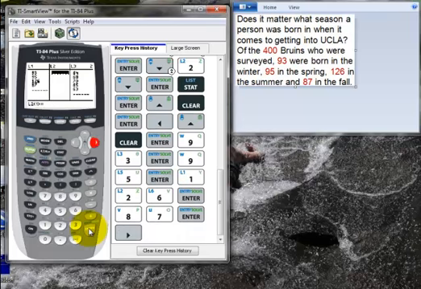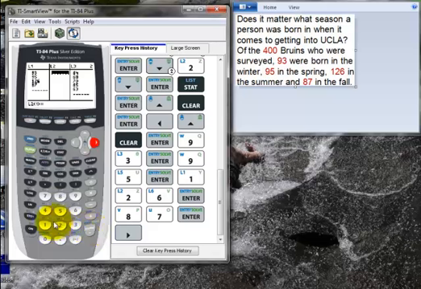For L2, that's our expected. Notice that we have 400 in our sample. Well, if we have a uniform distribution, that means spring, summer, winter, and fall should have equal number of Bruins. Well, if there's 400 total Bruins, and if they split into 4 seasons, then you're going to have 1/4 of 400, or 25% of 400. You could do it in your calculator, but hopefully you know that 1/4 of 400 is just 100.